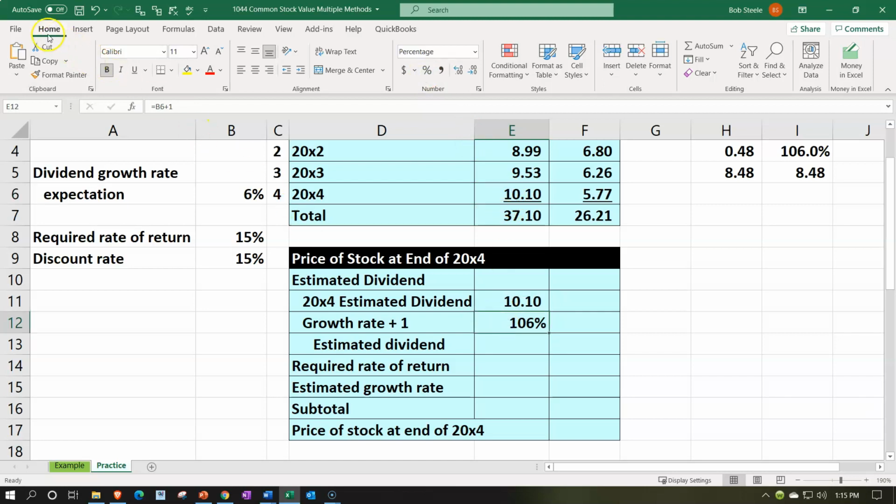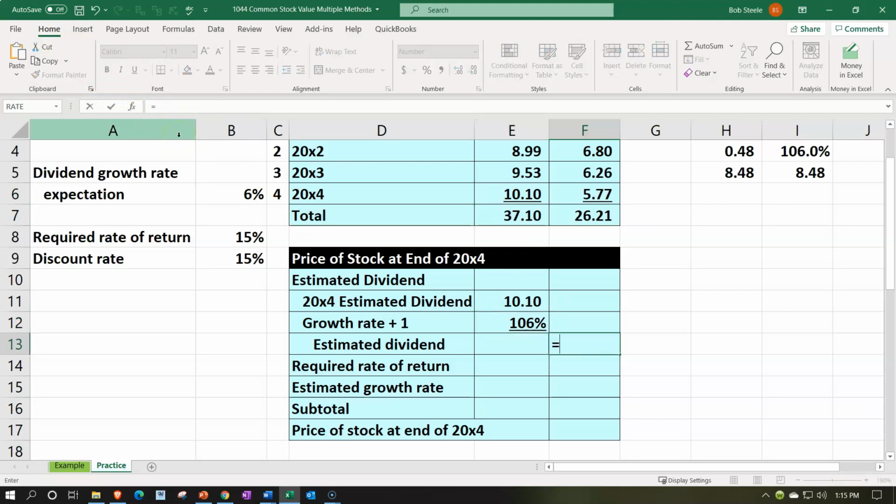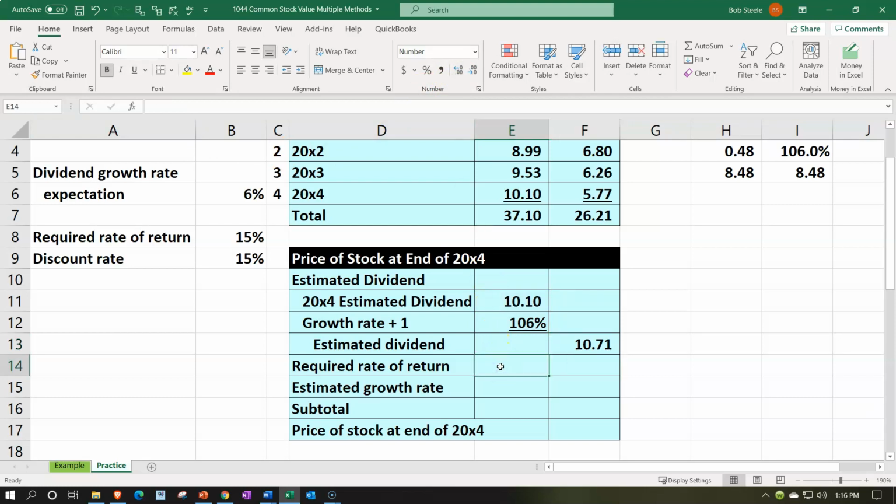Underlining, that would be Home tab, font, and underlining. I'm going to bring this out to the outer column. So as of the end of 2000 X4, we have the 10% times the 106 expected dividend, adding some decimals, the 10.71. So then we're going to have the required rate of return that we want to get to, and that's going to be that 15% required rate of return. Go into the numbers group, making that a percent.